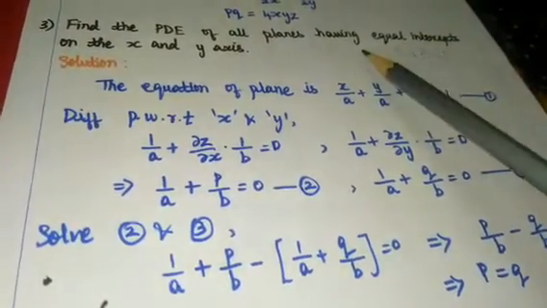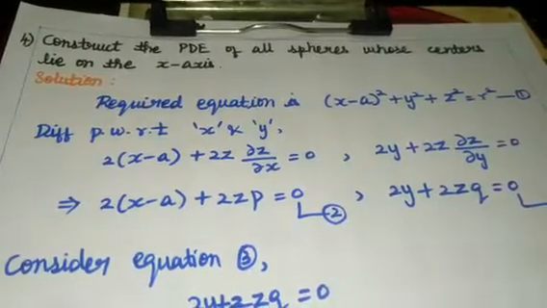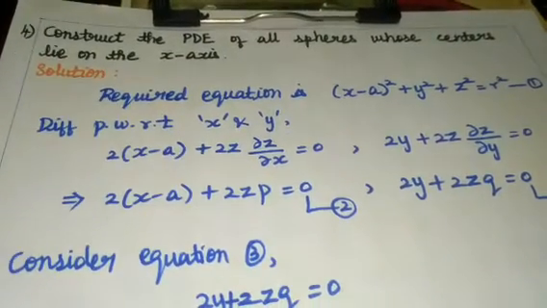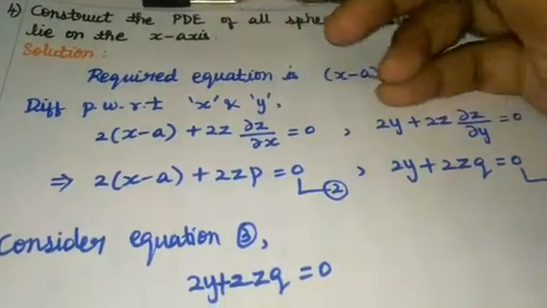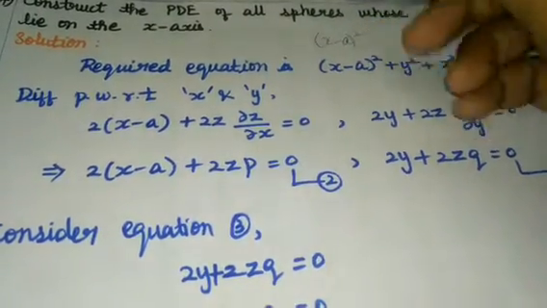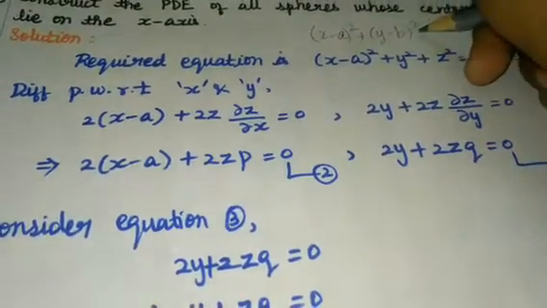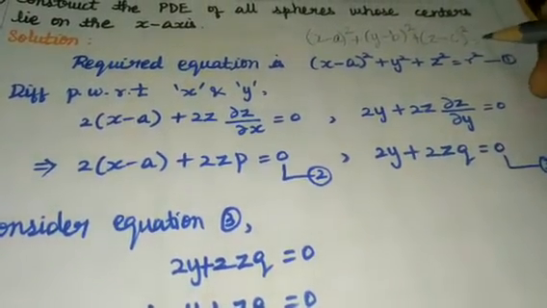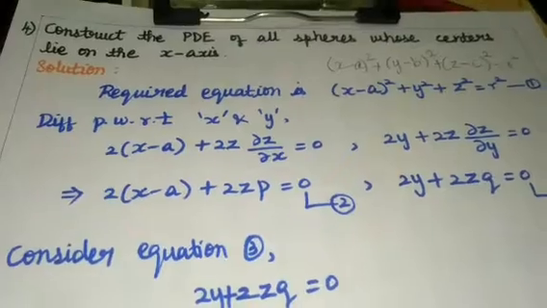So from this equation we can answer. The question is: construct the PDE of all spheres whose centers lie on the x-axis. So what is the equation of all spheres whose centers lie on all axes? The equation is x minus a the whole square plus y minus b the whole square plus z minus c the whole square, which is equal to r square. This is the equation of all spheres whose centers lie on all axes.